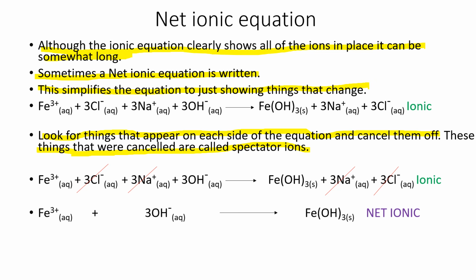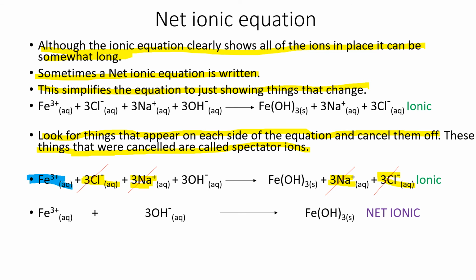So when we're looking for these spectator ions, I see 3 chloride ions on the reactant side and 3 chloride ions on the product side. I'm seeing 3 sodium ions on the reactant side and 3 sodium ions on the product side. We can cancel those off. After you've found those spectator ions and have canceled those off, it's really just a matter of bringing down things you didn't cancel off yet.